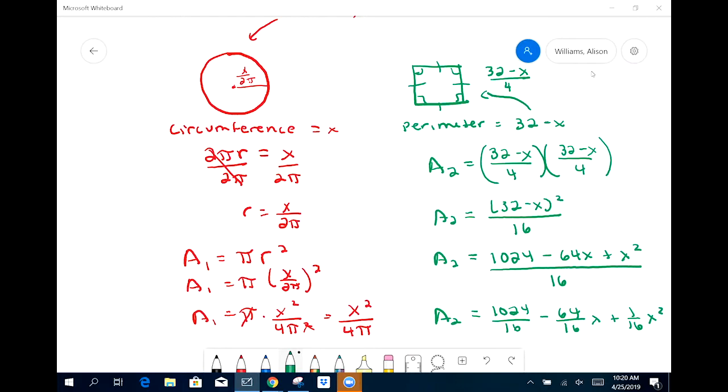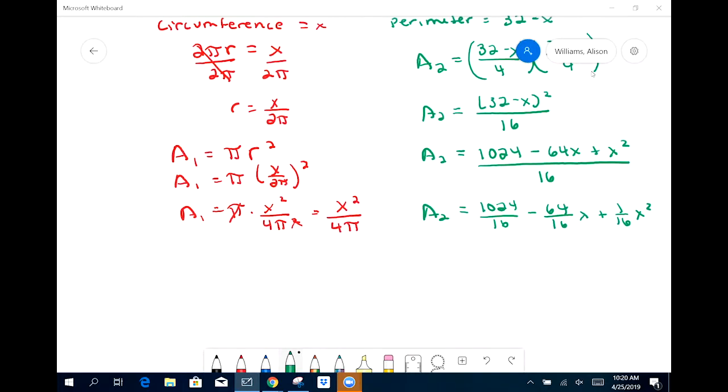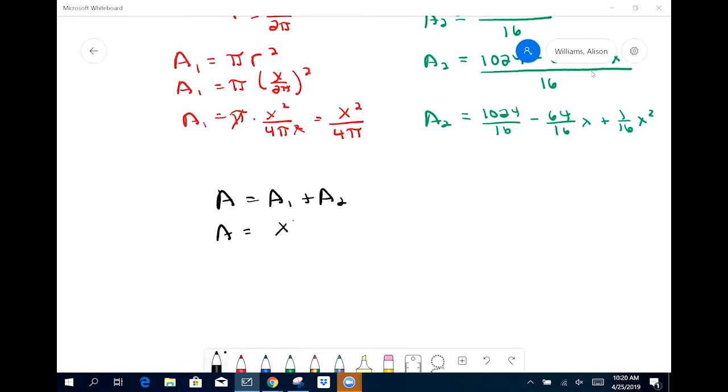All right, so these two areas combined together give me a total area, which is what they're trying to look at. So combining these two areas together, let's shift this up a little bit. x squared over 4 pi plus 1024 over 16, 64 over 16, 1/16 x squared. Okay, so I'm going to go ahead and, oops, sorry, 16. I'm going to go ahead and take a moment and reduce to see if I can divide.